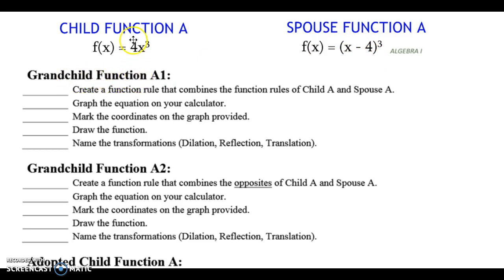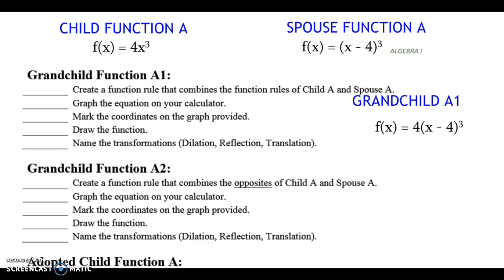Grandchild function A1 would be a combination of both of these functions. So that means grandchild function A1 would have the transformation for the child function, which is a dilation of 4, and the transformation for the spouse function, which is a horizontal translation 4 units to the right. So it would look like this. So you can see grandchild function A1 has the 4 from the dilation from child function A, and it has the x minus 4 from the translation for spouse function A. So it combines the function rules of child A and spouse A. Once you do that, you name the different transformations on the graph.